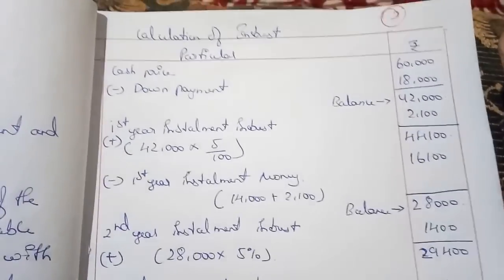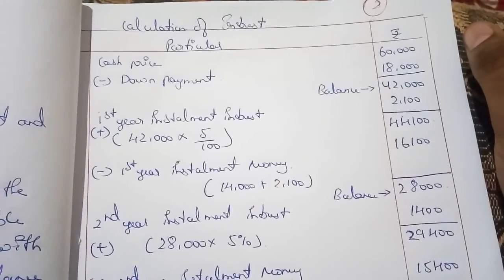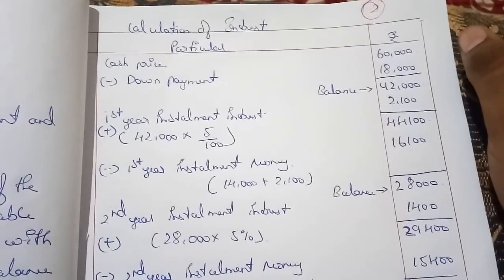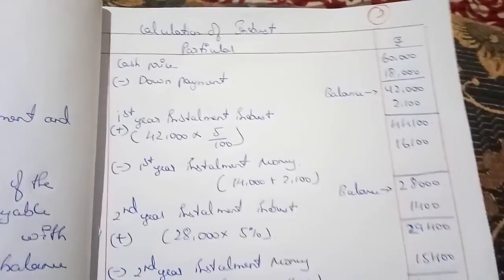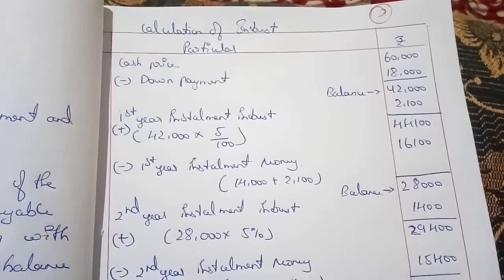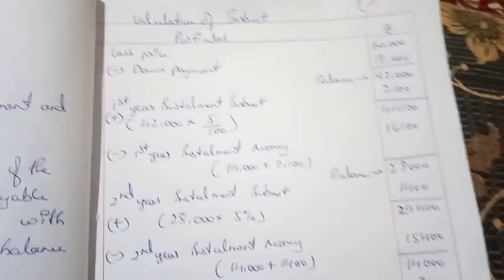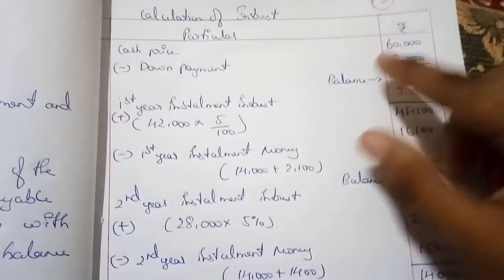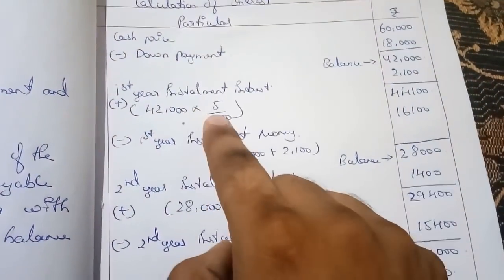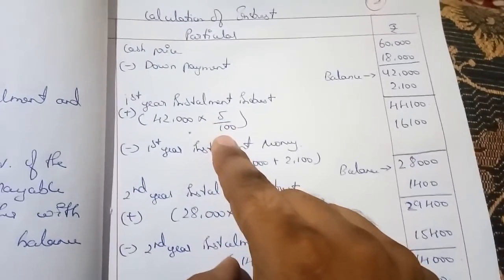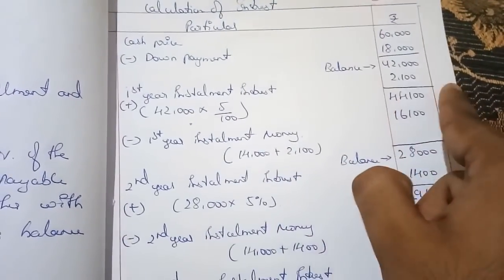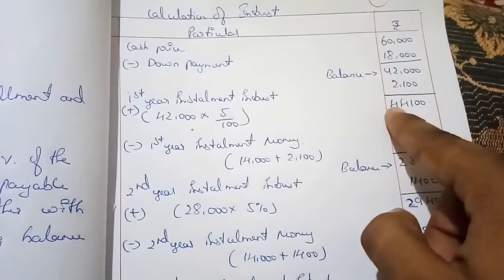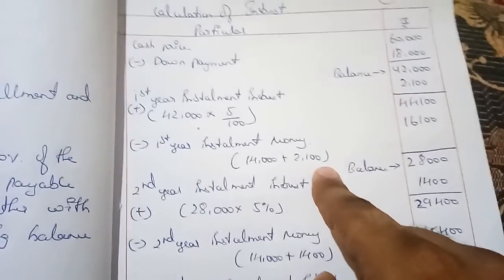Now let's do the problem very quickly. Calculation of interest, or we can say installment also, in rupees. Cash price is 60,000 and down payment is minus, as I showed in the format. And now here we are adding first year installment interest. Interest is calculated on 42,000 into 5%, divided by 100. So answer is 2,100. First year installment money is 14,000 plus 2,100.